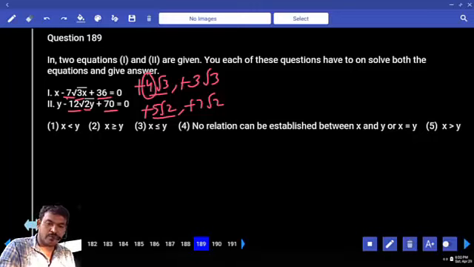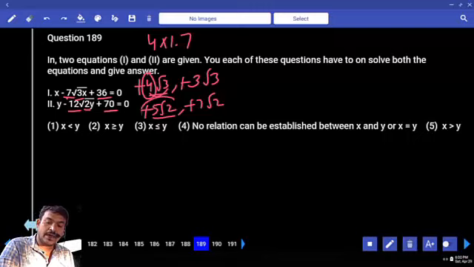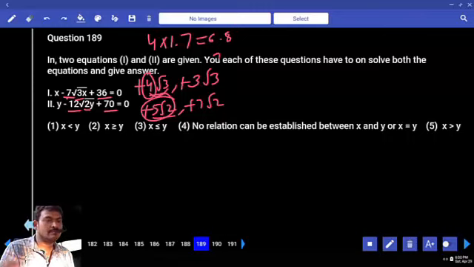4 compared to 5. 4 root 3 means 4 into 1.7 something. 4 into 1.7 means 6.8. And here 5 into root 2 means 5 into 1.4, which is 7. Here it is 6.8 and there it is 7. Without taking root values, 4 compared to 5 is lesser, 4 compared to 7 is lesser.